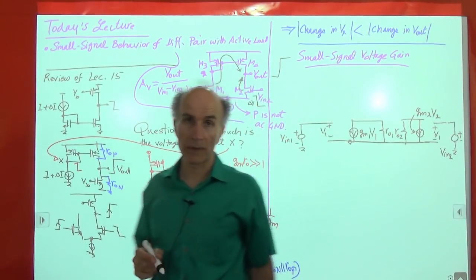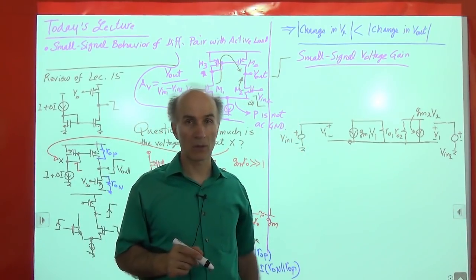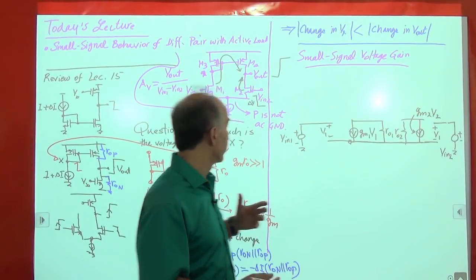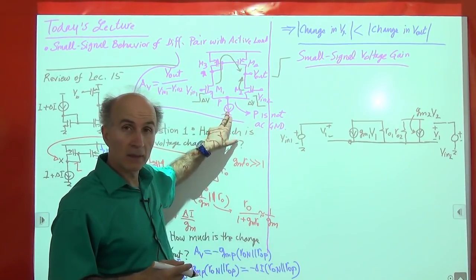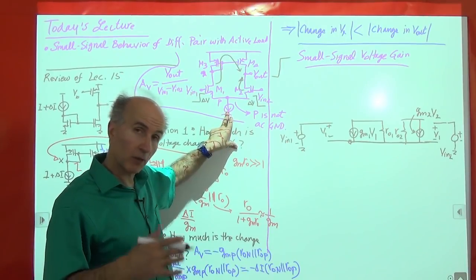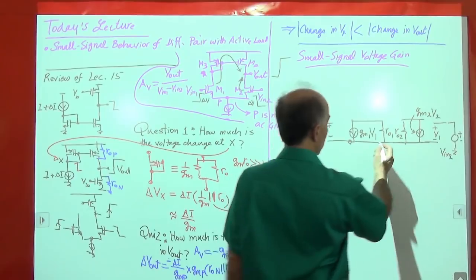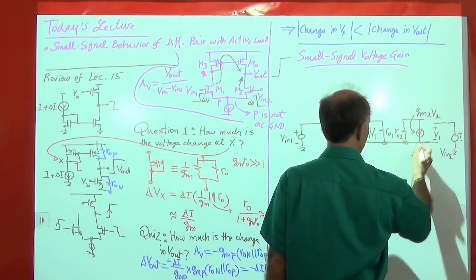Okay, let's make sure that you know what we're doing. I drew this small signal model for M1 and for M2. There's a tail current source here. It's constant with time, so it becomes an open circuit. So we don't have anything down here. All right, so that is what we have for M1 and M2.